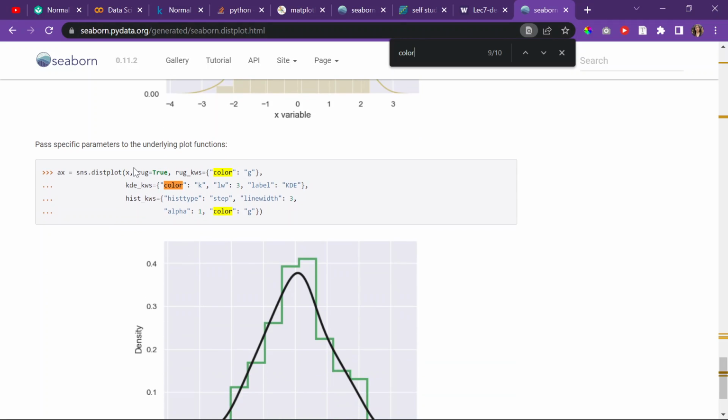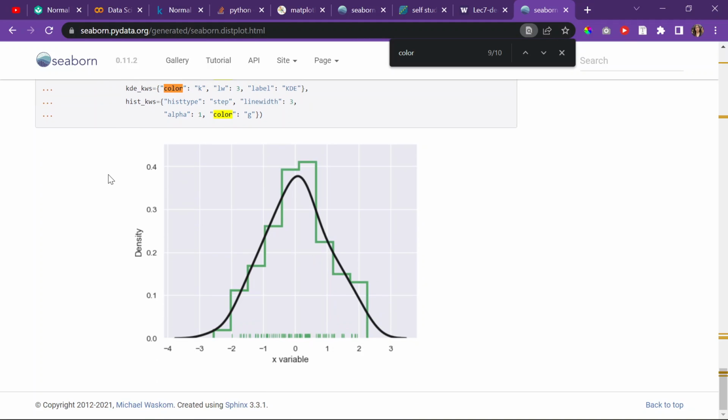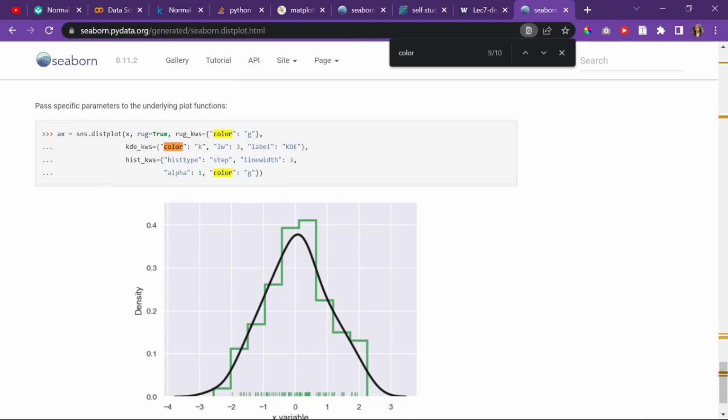Oh, here it is. Oh, I knew it. It was something like this. I used this before. So, oh, that's what it is. Rug. Wait. I don't think green. That's not what I wanted. I wanted this one. Line KWS, label KDE, hist by line with color green. What? Tell me how this makes sense, because it doesn't.